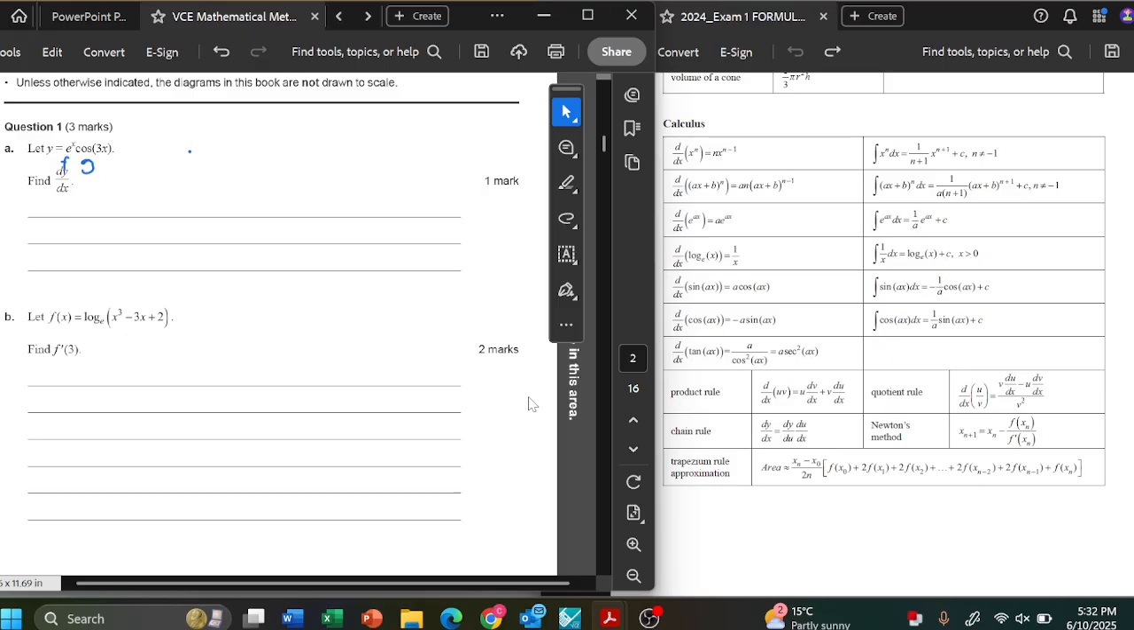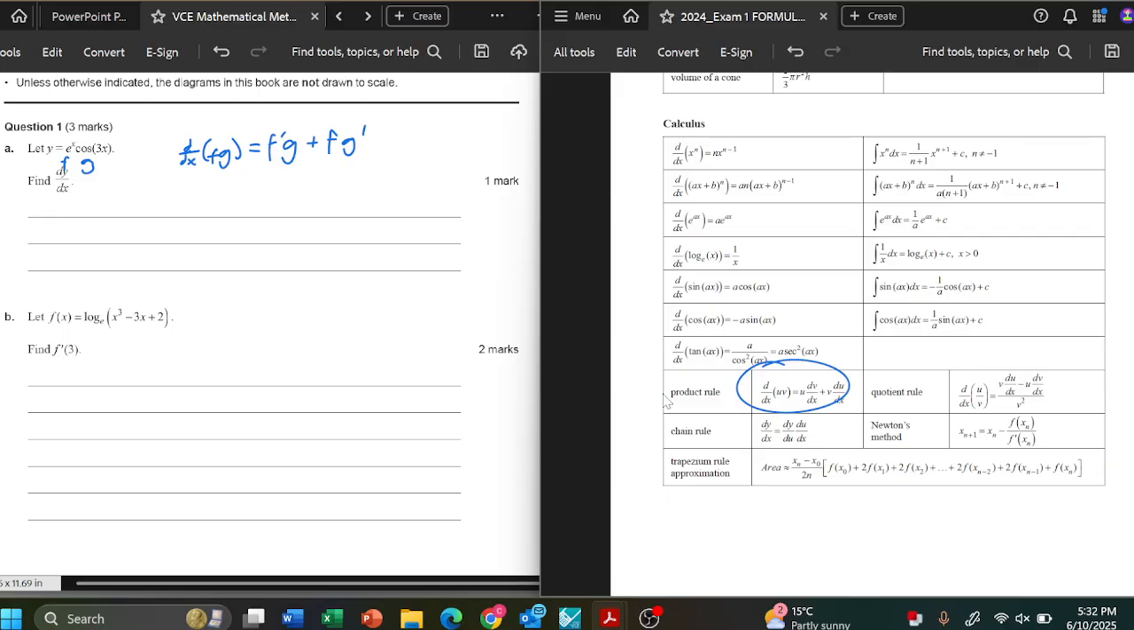If we're taking the derivative d/dx of fg, it is going to be equal to the derivative of the first function times the second function, plus the first function times the derivative of the second function. So this is the product rule. It's also written like this. So let's go ahead and do that.